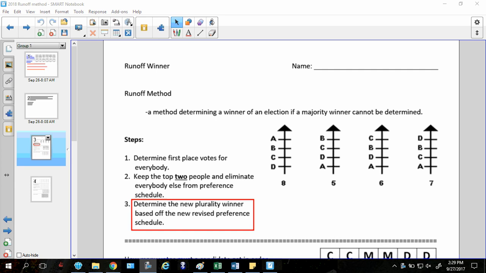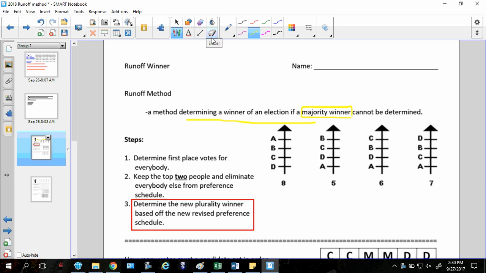All right, in this video we're going to be talking about the runoff method. The runoff method is a method of determining a winner of an election if a majority winner cannot be determined. So what you're going to have to do, just like in the other video dealing with the preference schedule and the plurality winner, is find out the first place votes of everybody involved in this group ranking election.